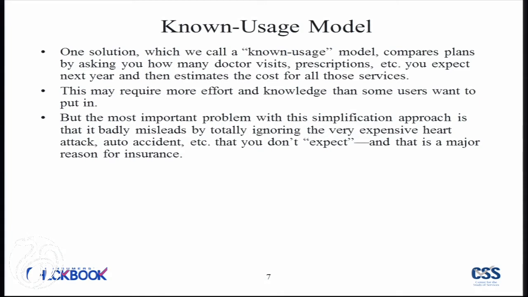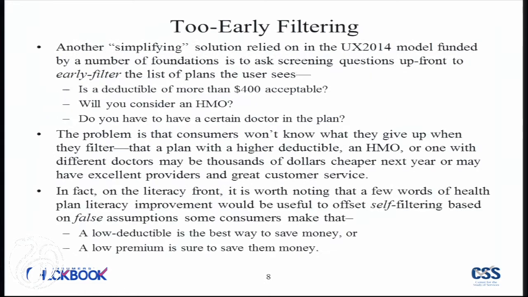And that's your dollar amount figure, which is better than at least having to wade through all of these benefit descriptions. It may require a little effort to put all that information in, but that's not too bad if we don't lose the user in the process. But the really important problem with that kind of simplification is that it badly misleads by totally ignoring the very expensive heart attack, auto accident, et cetera, that you don't expect. And that's a major reason for having insurance. So that's the problem with that approach.